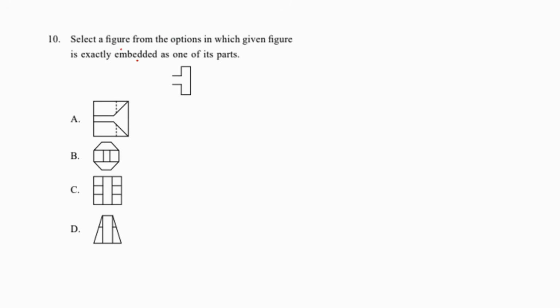Question number 10. Select a figure from the options in which the given part is exactly embedded. Where do you find this? Option A, no. Option B also no. Option C, yes. I can see it over here. So that's the answer.